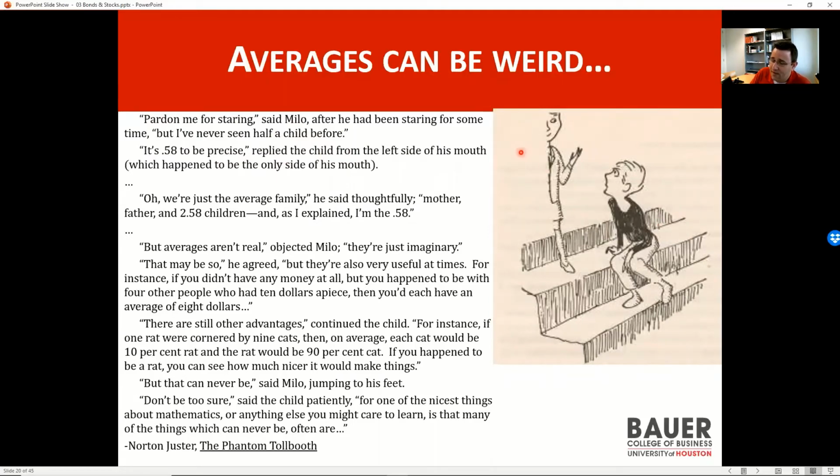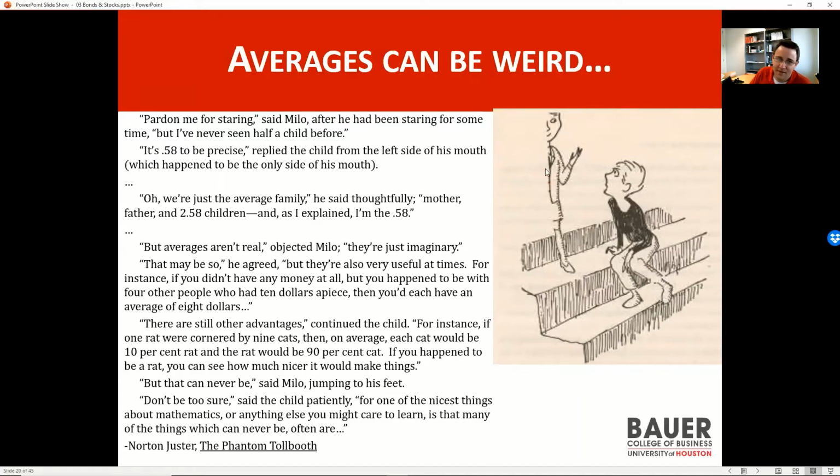For instance, if you didn't have any money at all, but you happened to be with 4 other people who had $10 apiece, then you'd each have an average of $8. There are still other advantages. For instance, if one rat were cornered by 9 cats, then on average, each cat would be 10% rat and the rat would be 90% cat. If you happen to be a rat, you can see how much nicer that would make things." "But that can never be," said Milo, jumping to his feet. "Well, don't be so sure," said the child patiently, "for one of the nicest things about math or anything else you care to learn is that many of the things which can never be often are."